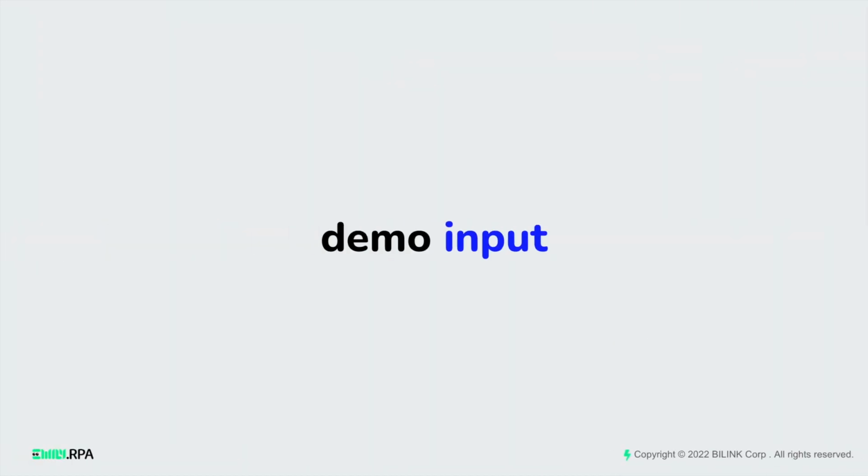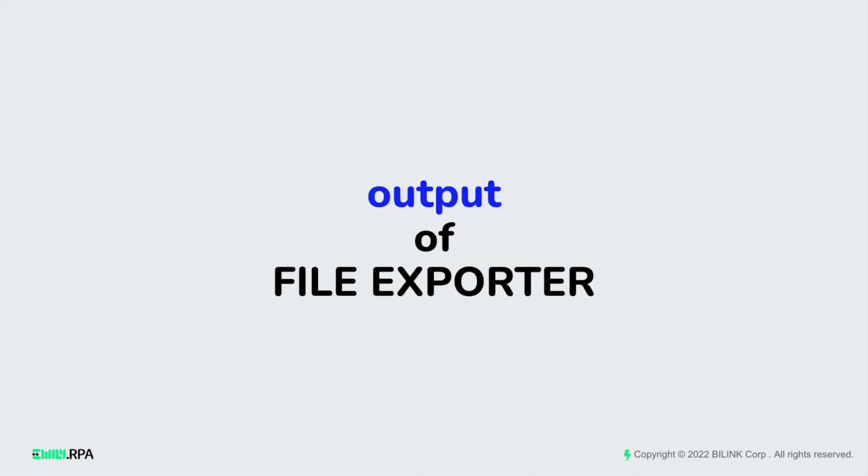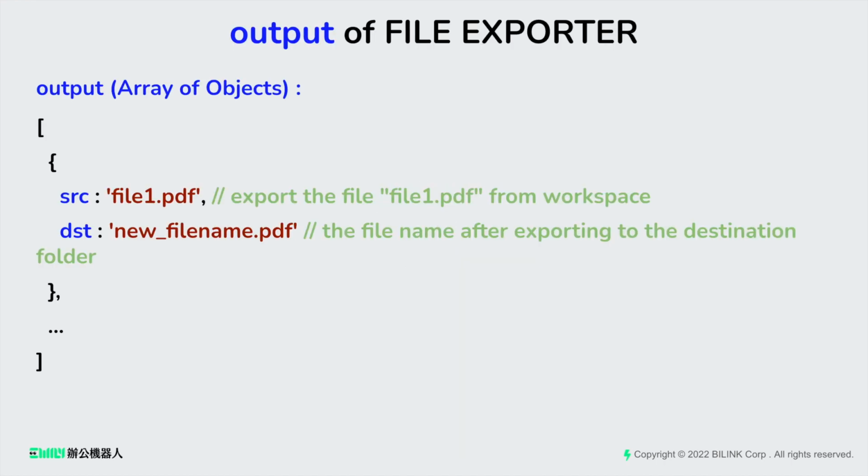Next, we will introduce the File Exporter module output variable. The format of output variable is the same as input variable. Both are an array of objects, but with different meanings. Users need to put the files to be output into the output array according to their own needs. The object in the output array represents a file to be output. The src key in the object represents the name of the file to be output from the workspace, and the dst key represents the name of the file to be output to the destination folder.